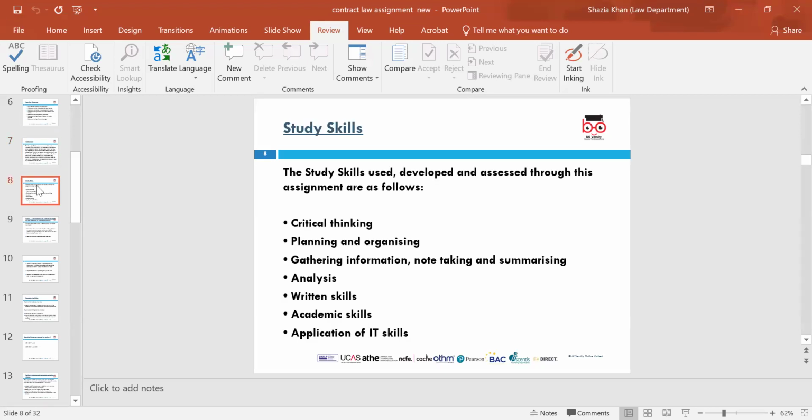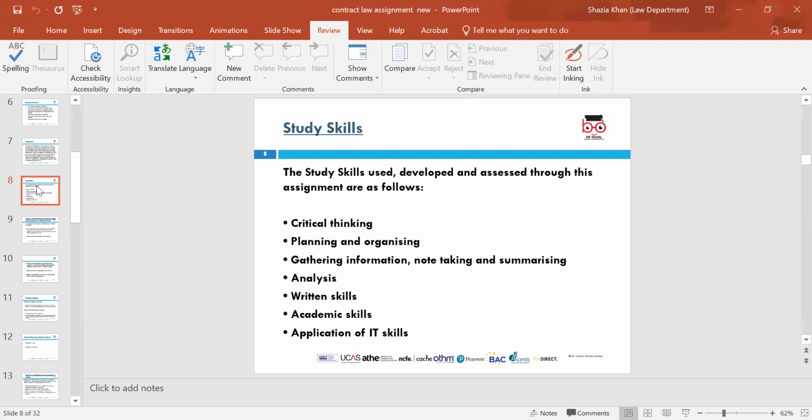In this, the study skills used, developed and assessed through this assignment are as follows. You need to be able to be a critical thinker, okay? You need to plan and organise, and that's really important within any assignment, within any form of academic studies. You need to be a good planner and you need to be organised, because when you are not organised, for example, if you're doing an assignment on English legal process and you're doing an assignment on contract law, you need to make sure you are planning when you do the contract law one and when you do the English legal system one, rather than doing them both together, because it becomes confusing. So plan, organise, it's really important.